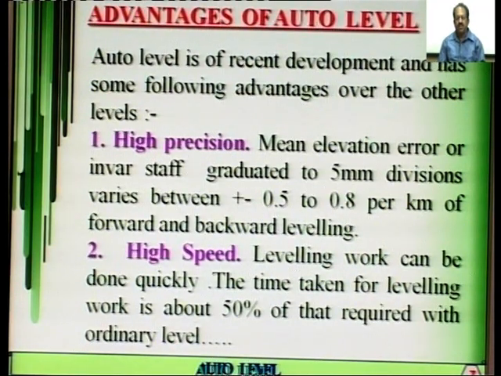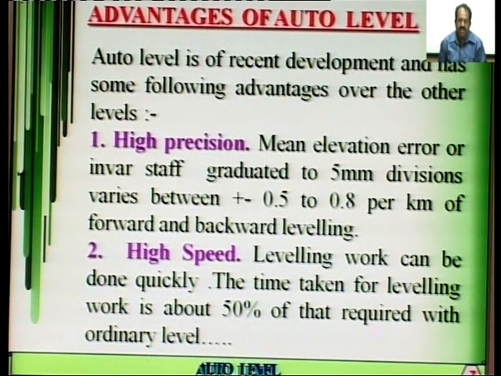We will study a few advantages of auto level over the other conventional levels. Auto level is of recent development and has the following advantages over the other levels such as dumpy level, Cushing's level, Y level, etc. The first one is high precision, with mean elevation error for a staff graduated to 5 mm divisions. You must have gone through the staff and seen it in the practical classes.